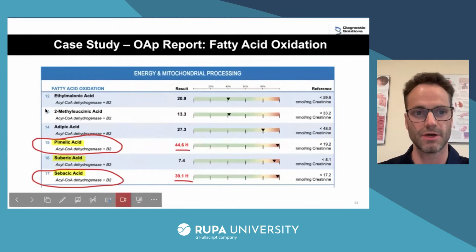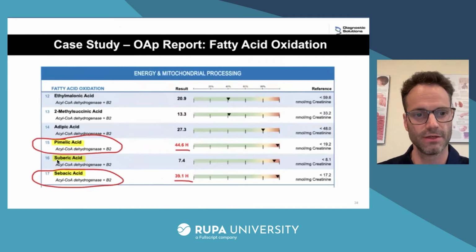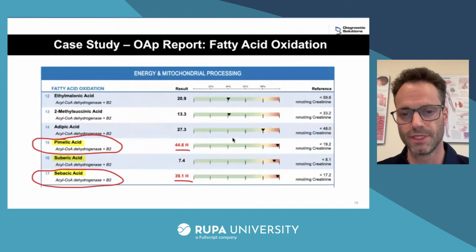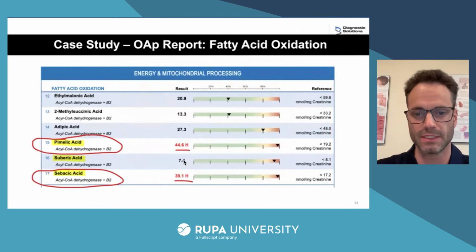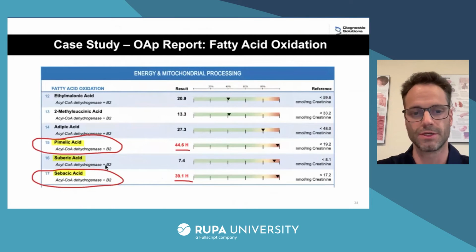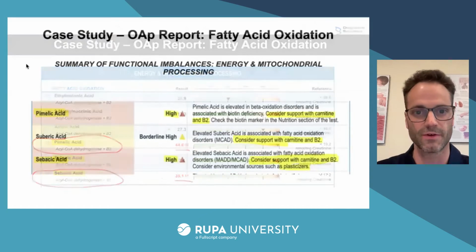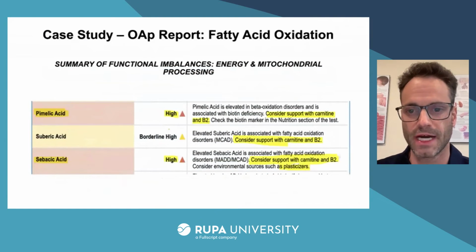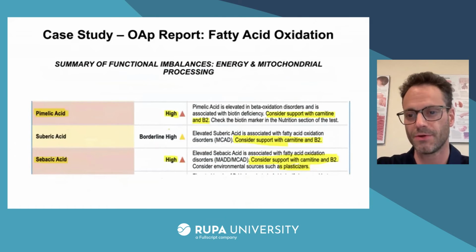So this is his result. Fatty acid oxidation, we have suberic acid, sebacic acid, and palmitic acid. These are all high normal. Obviously, 7.4 is high normal. So you're going to give vitamin B2 at therapeutic dosages that are safe and effective for them. And this is the interpretive guide. The other slide was the test. This is what the interpretive guide will tell you.